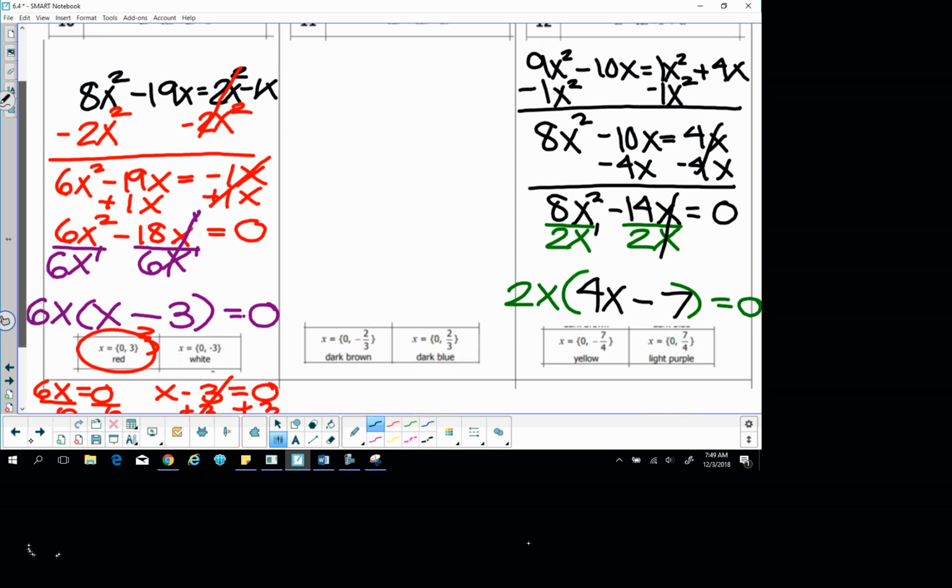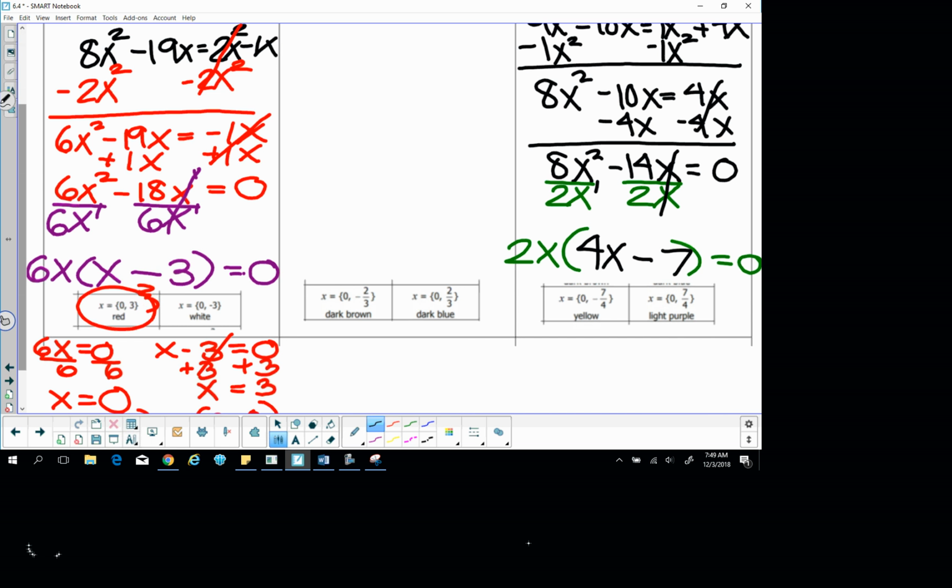Last thing we do is we make both factors equal to 0. So I have over here 2x equals 0, which automatically I know one of my x-intercepts is 0, 0. And 4x minus 7 equals 0. So how do I get x by itself over here? Divide, and you automatically get x equals 0. So one of them is 0, 0, which is your, what vocabulary word? Origin.